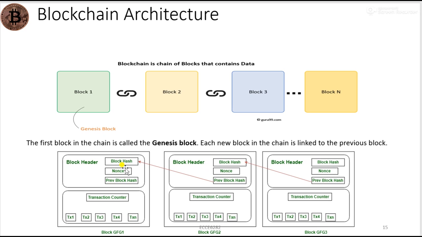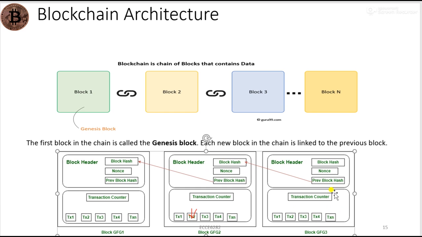Now the purpose of this hash is this: let's suppose an attacker changed some of the transaction contents over here. Let's suppose somebody changed some of the contents of this transaction. When the contents of this transaction have been changed, and this is the hash of this block.